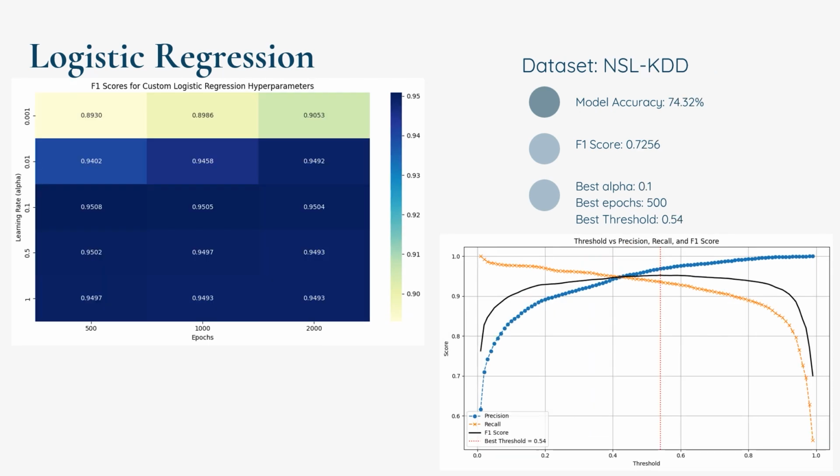Similarly, on the NSL KDD dataset, the best results were with alpha 0.1, epochs 500, and the threshold as 0.54, giving a test accuracy of 74.32% and an F1 score of 0.7256.